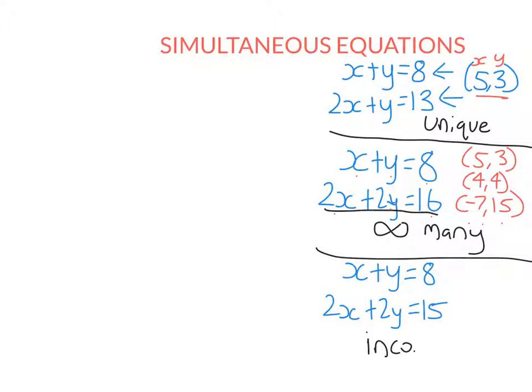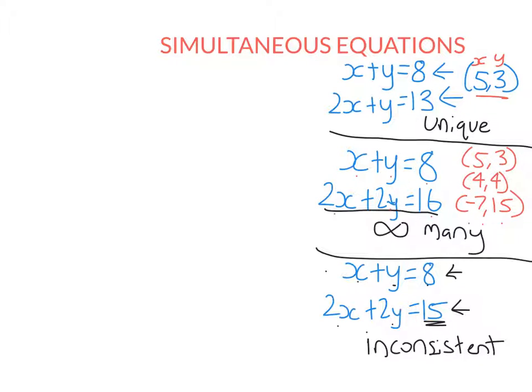And that's why there are no solutions. So what do I mean by inconsistent? Well, if x plus y equals 8, 2x plus 2y must equal 16. But this is telling me it's 15. It's saying 1 times something is 8, but 2 times that something is 15. They don't make sense. They're mutually exclusive.